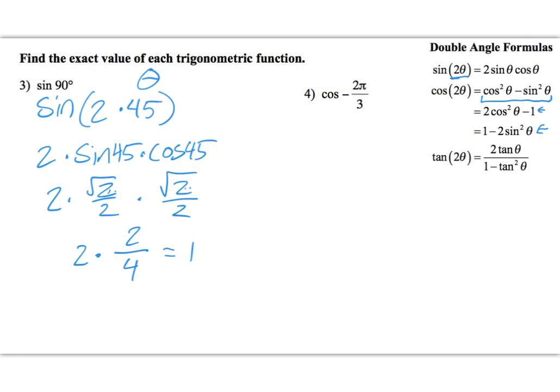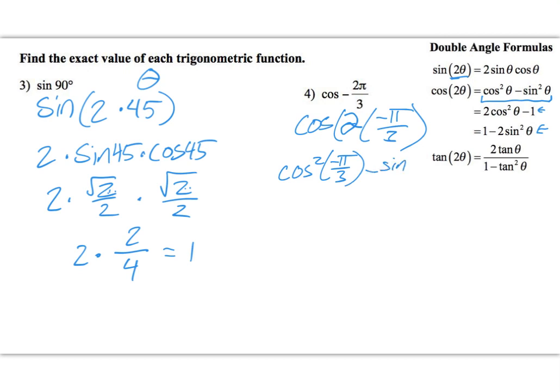Again, this is not a useful computational thing, but it is really useful for algebraic stuff, which we'll see in our next cycle of stuff. For cosine, same thing. I might rewrite this as cosine of negative, let's put the 2 out front, and negative pi over 3. So I'm going to treat this, I'll just use this first one just to make our lives easier. So we're going to have cosine squared of negative pi over 3 minus sine squared of negative pi over 3.